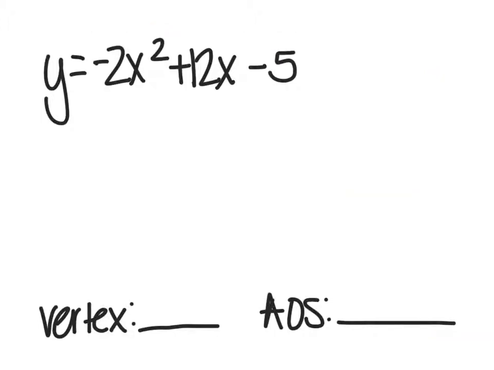Then I have an equation, y equals negative 2x squared plus 12x minus 5. So first of all, just to give a rough sketch of the graph, we know if it's negative, it's going to open down. So that tells us our vertex is going to be up here at the top, which is going to make it a maximum. It's important to remember that it is going to be a maximum.